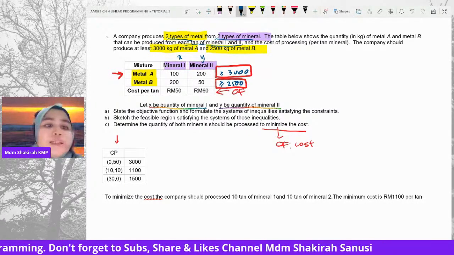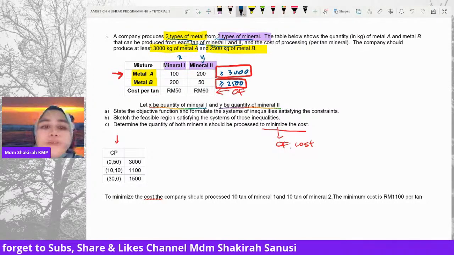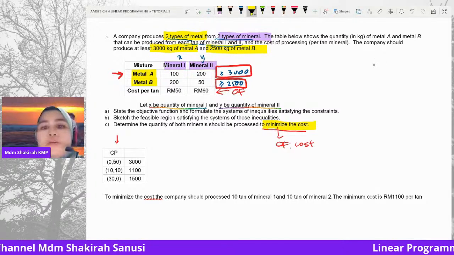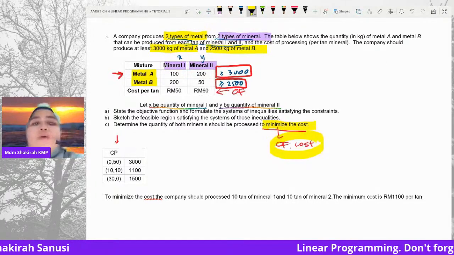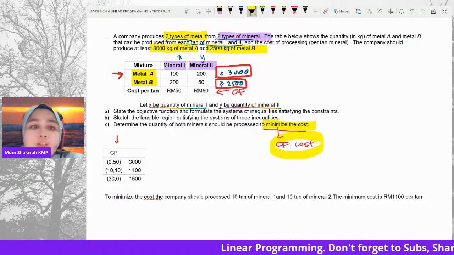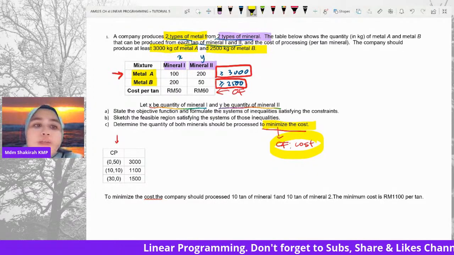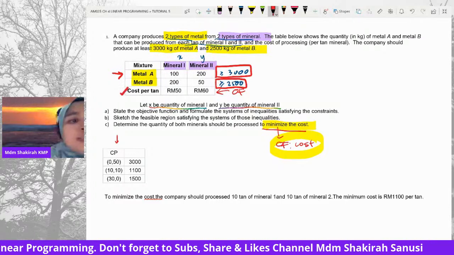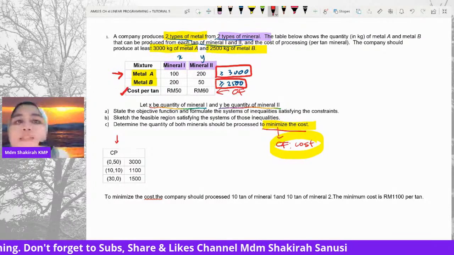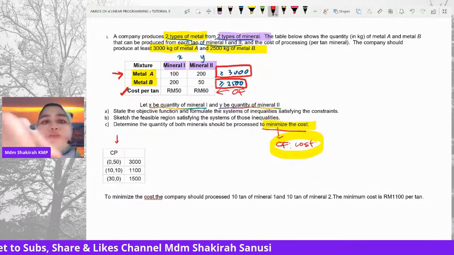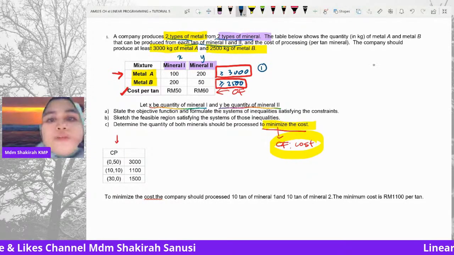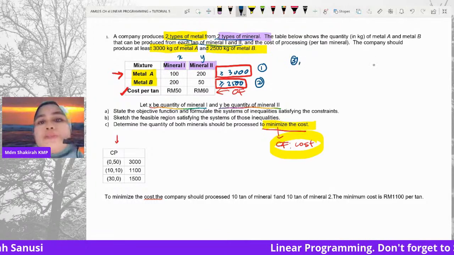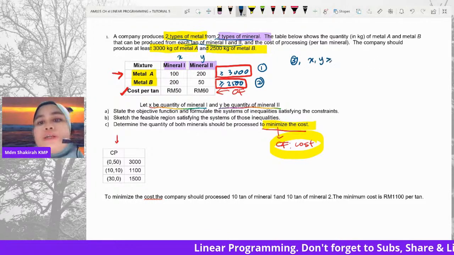And C, determine the quantity of both minerals that should be produced to minimize the cost. You see the word minimize here, so our objective function is cost. When cost is our objective function, it will not be involved as a system of inequalities. So you will see here, this is your first system inequality, this is your number 2, your number 3 is always, alright guys, always.